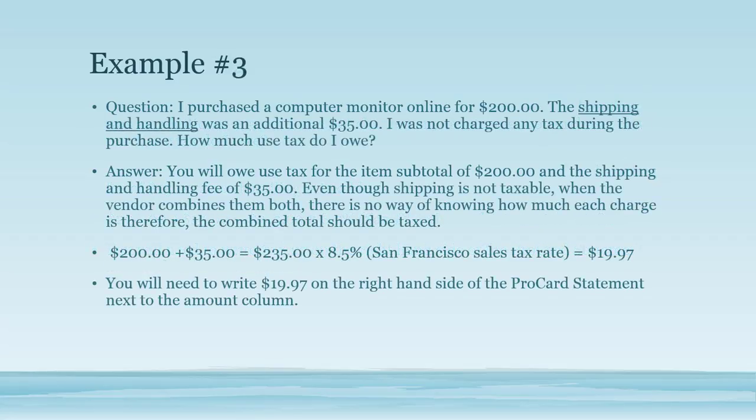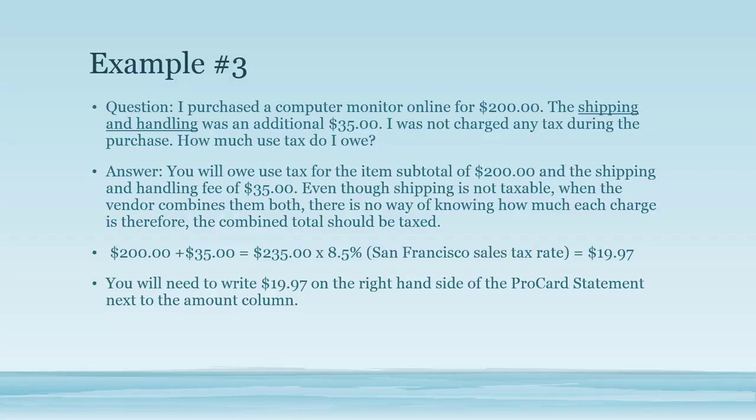In example 3, the question reads, I purchased a computer monitor online for $200. The shipping and handling was an additional $35. I was not charged any tax during the purchase. How much use tax do I owe? The answer is you will owe use tax for the item subtotal of $200 and the shipping and handling fee of $35. Even though shipping is not taxable, when the vendor combines them both, there is no way of knowing how much each charge is, therefore the combined total should be taxed.